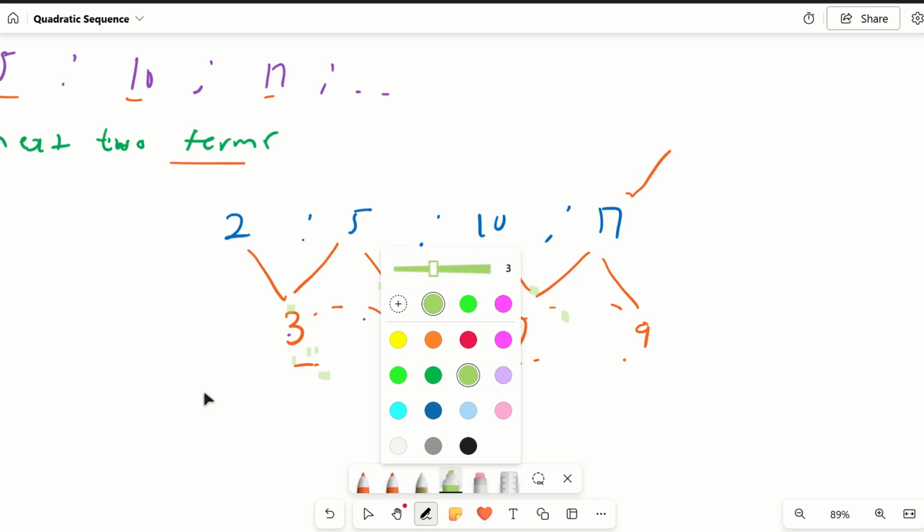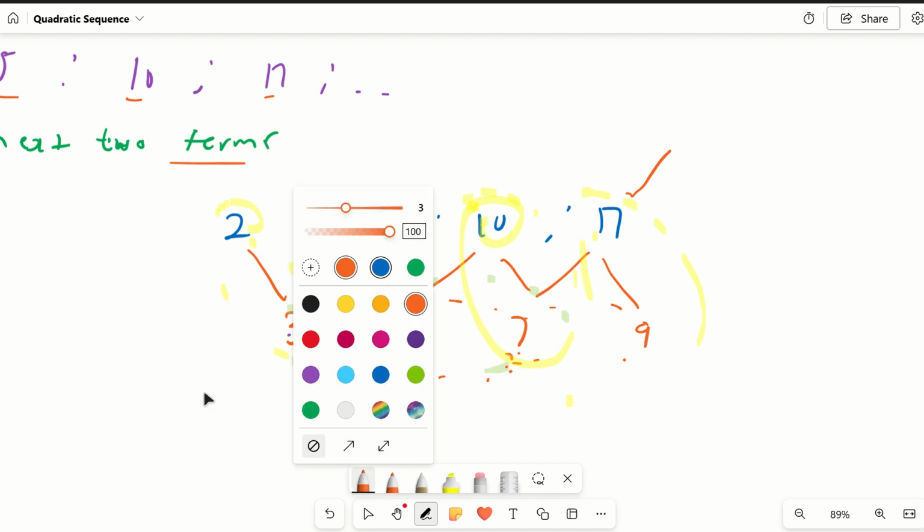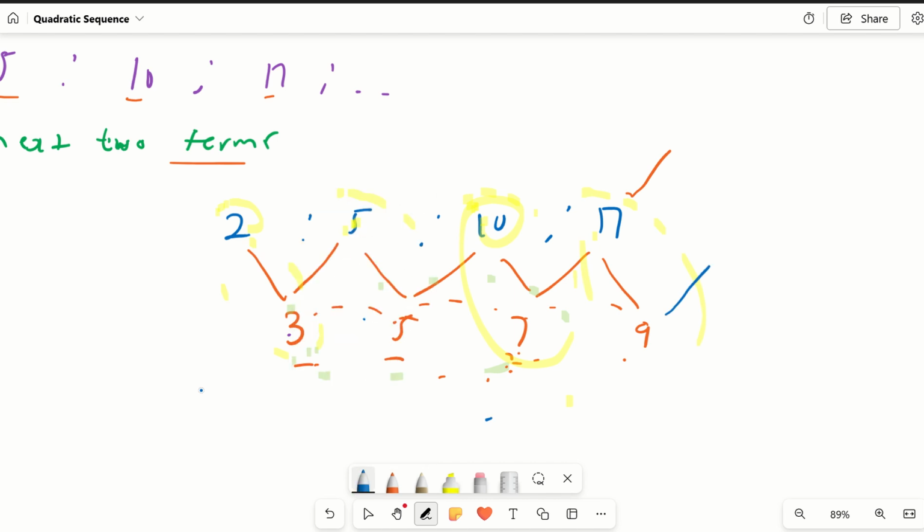Now, what I also mentioned earlier is that for them to get the 5, they went 2 plus 3, they got the 5. For them to get the 10, they went 5 plus 5 to get the 10. For them to get the 17, they said 10 plus 7 gives a 17. For them to get the next one, they would have gone 17 plus 9, it gives them 26.